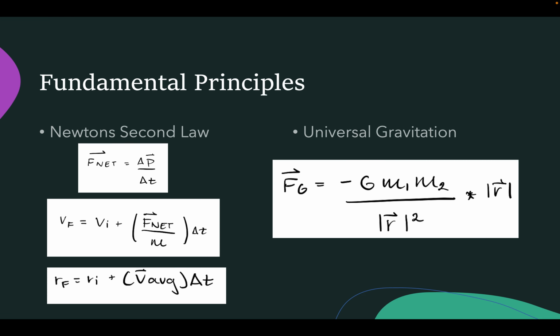The first fundamental principle was Newton's second law, where here we were able to relate the net force to the momentum. Then we were able to derive an update velocity equation and an update position equation. The second fundamental principle we used was the universal gravitation. Here we were able to relate the masses of two objects and their distance to determine the gravitational force between them.